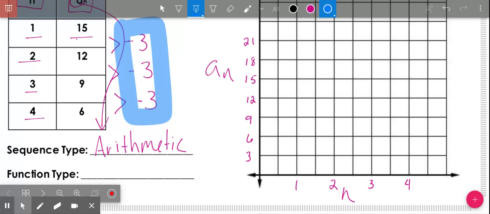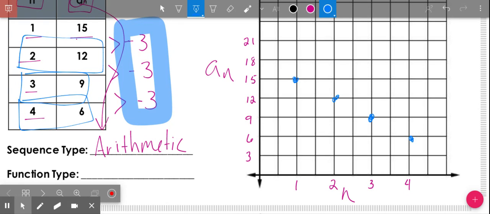Now I'm just going to plot all of my points. I had 1, 15, so 1 up to 15. Our second term was 2, 12. So these are like our coordinate points. So 2 up to 12. 3, 9. So 3 up to 9. And 4, 6. So over to 4 and up to 6.